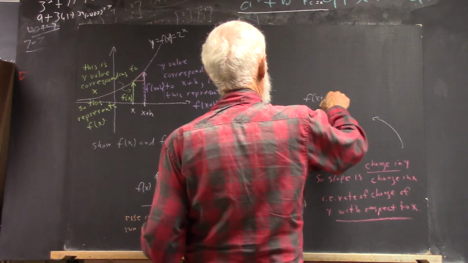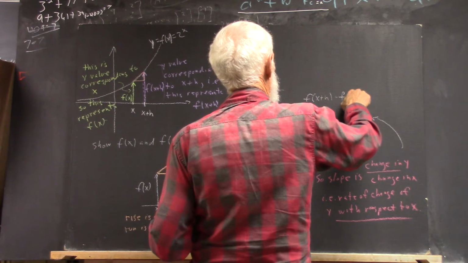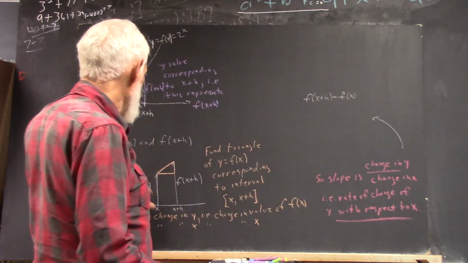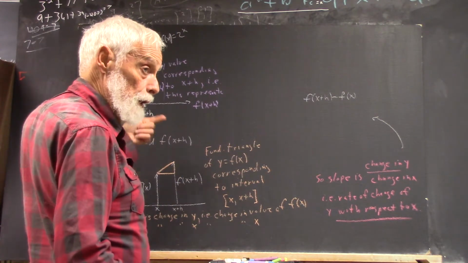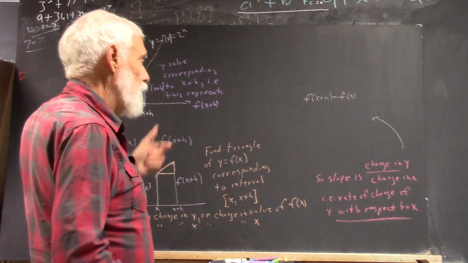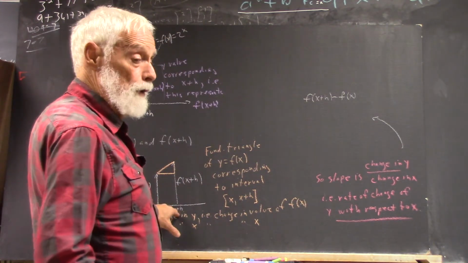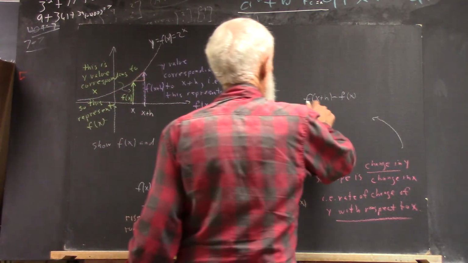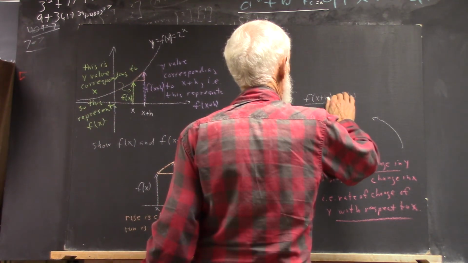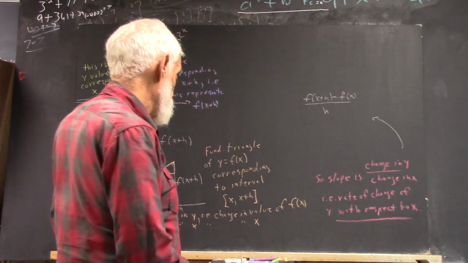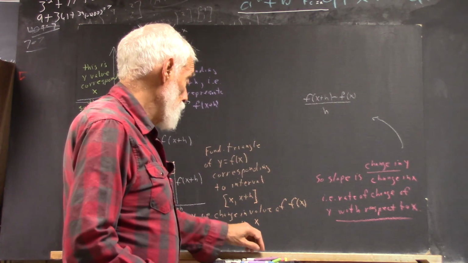F of x plus h minus f of x. Clearly from this picture, you subtract this from this, you get the change in y, I'm sorry, the change in y, and that's the rise. And here you have the change in the value of x, which is h. So there's our expression that we wrote down previously. Okay, a very important expression.